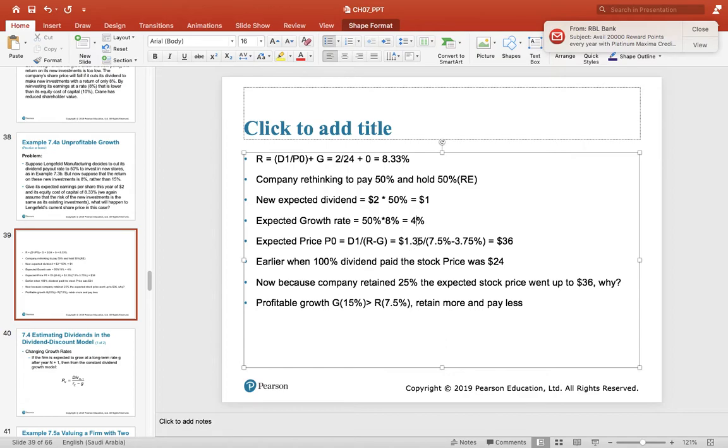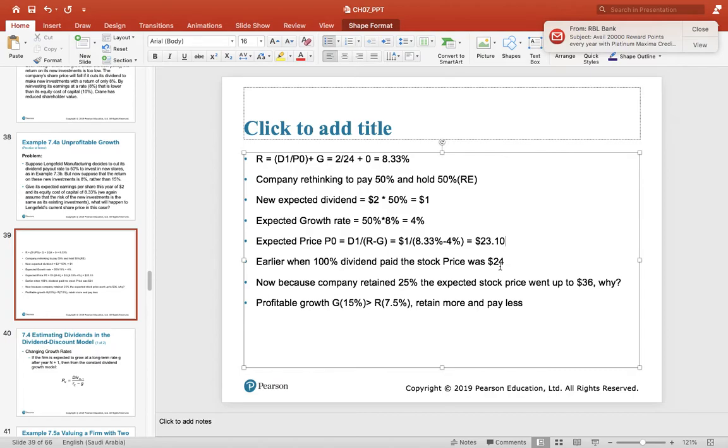Now the expected price will be how much? The expected dividend that we have calculated above, $1, divided by the cost of capital, calculated above as 8.33%, minus growth, which is 4%. So open your calculator, do it please. 8.33 minus 4 is equal to 4.33%. So $1 divided by 4.33% is equal to 23.09, or maybe we can say 23.10. So the new price became 23.10.